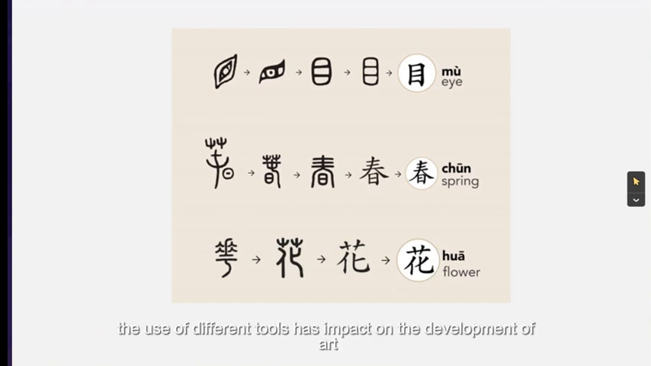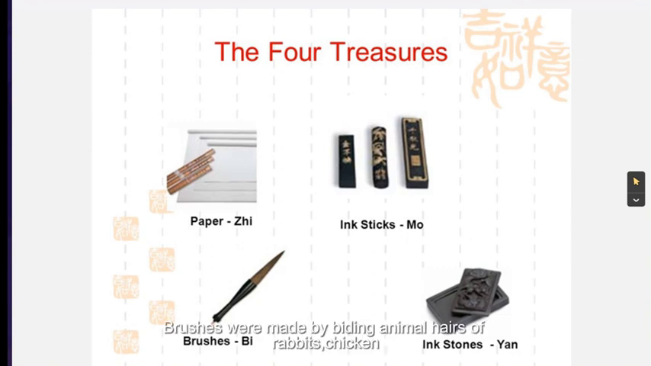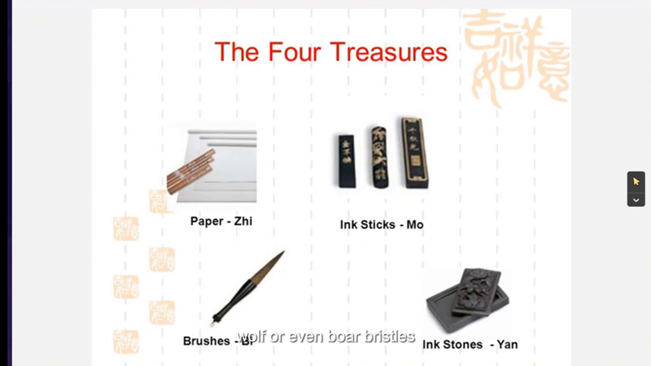We all know that the use of different tools has an impact on the development of art. The main tools of Chinese calligraphy are the so-called four treasures of the literati study: brush, ink, paper, and inkstone. Brushes were made by binding animal hairs of rabbit, chicken, wolf, or even boar bristles to a shaft, often made of a section of a bamboo branch.